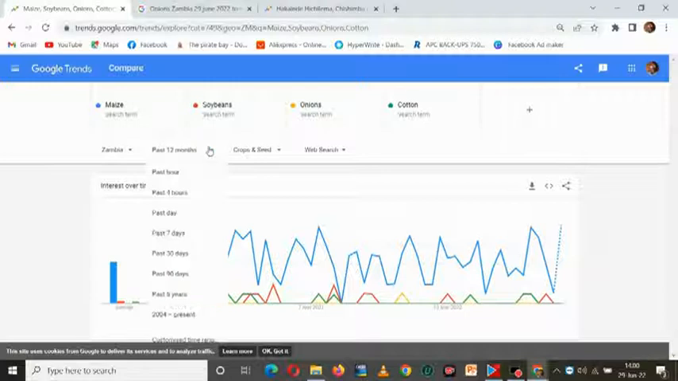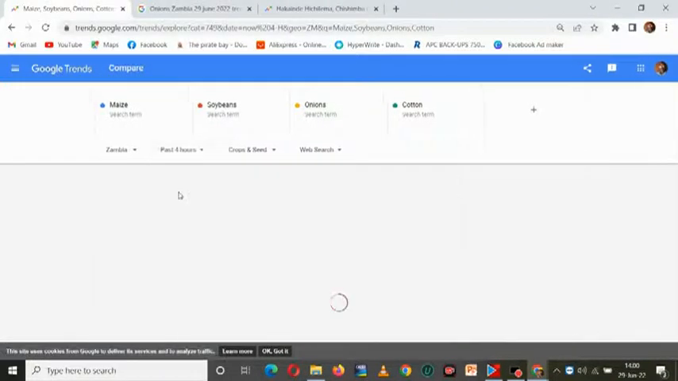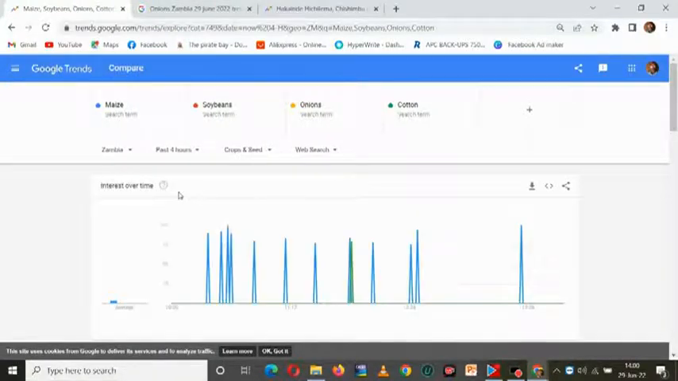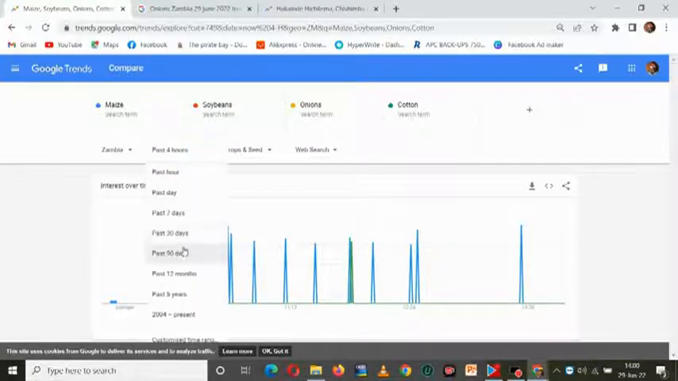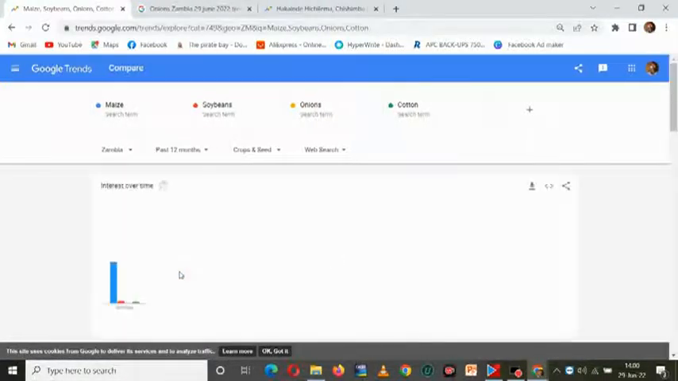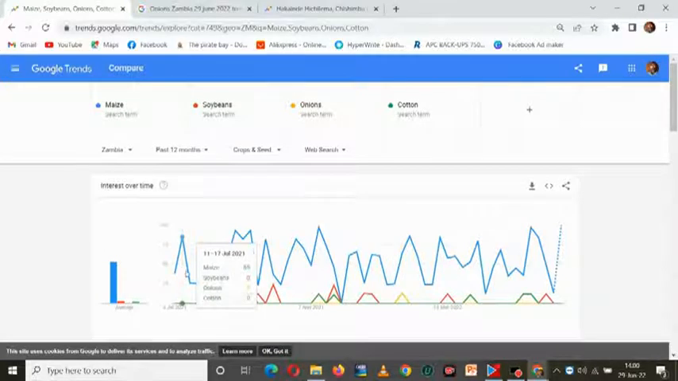So let's say the past 4 hours, can it give us some data for that one? There is very little data about that one. So we are going to go back to the past 12 months. All right. So this is the data we have.